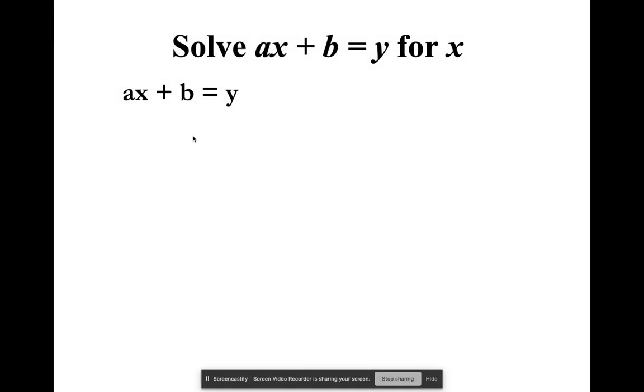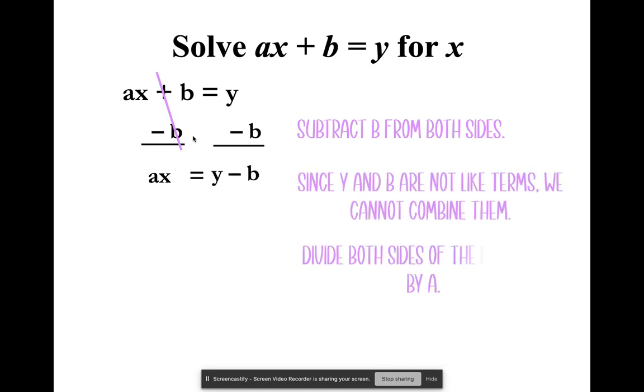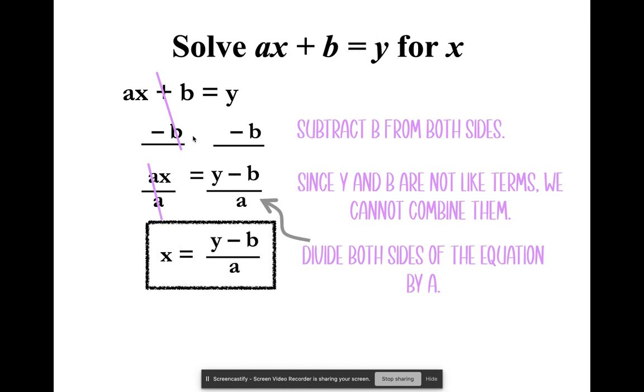Okay, picking up where we left off in the first video, we went through our steps and we arrived at this answer. Now, there is one additional step that we could take. Although this answer is perfectly fine, because this is a fraction and there are two terms in the numerator, we can separate that and our answer could also be written as y over a minus b over a.